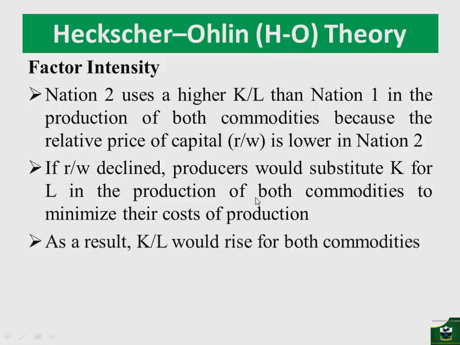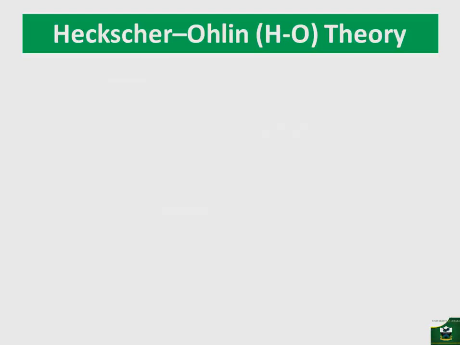As a result, it will force the capital labor ratio to rise in the production of both commodities. Because if this part is declining, and we are seeing that the only way this part would decline is if this part here, the R, is also declining, as a result, we would see that the capital labor ratio will start rising for both commodities.